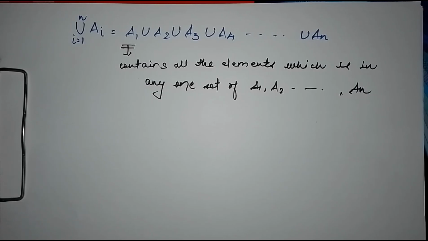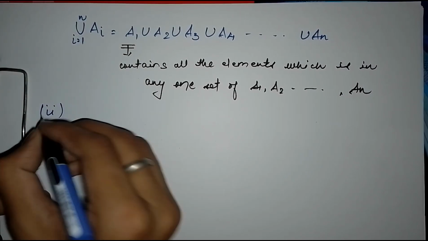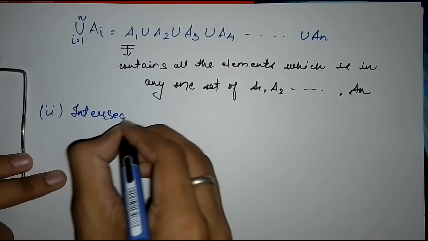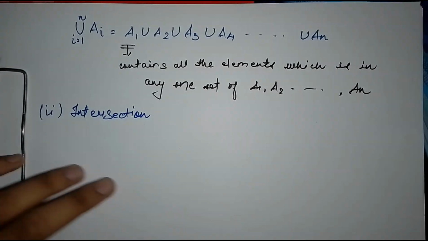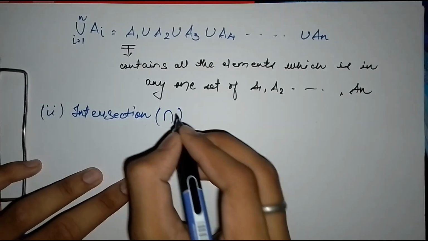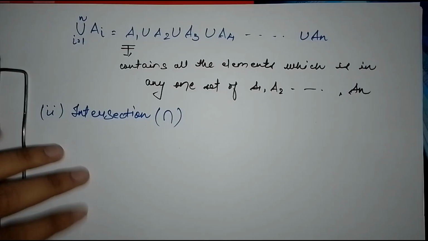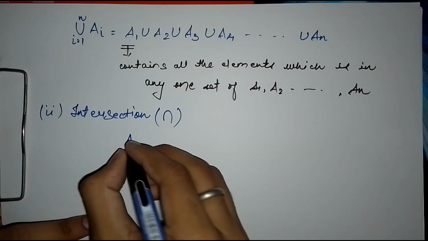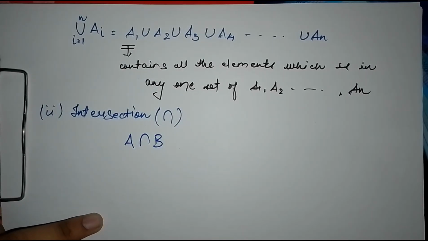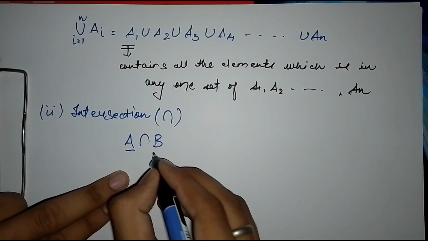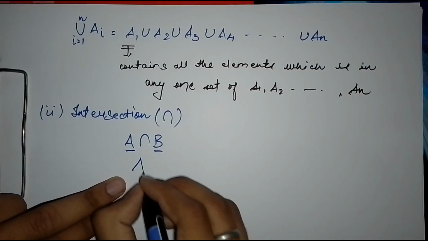Now let's move on to the next operation, that is intersection. The second operation that we are going to understand is intersection. Now what is the sign of intersection? The sign of intersection is this. What does it mean when I say find the intersection of A and B? It simply means the elements which are common in both A and B. Let me give you an example.